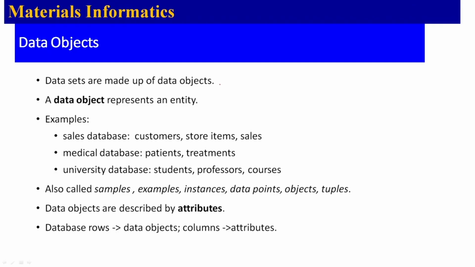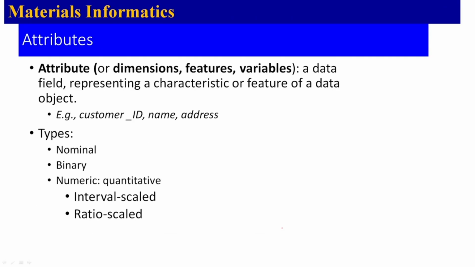Data objects will always be described by attributes. Attributes are basically features, right. That is what I talked about. Let us talk about patients, treatments, they are also attributes, customer is also an attribute, properties are also attributes, right. So, that means rows will have data objects and columns will have attributes. Remember this, that is how the data must be created.